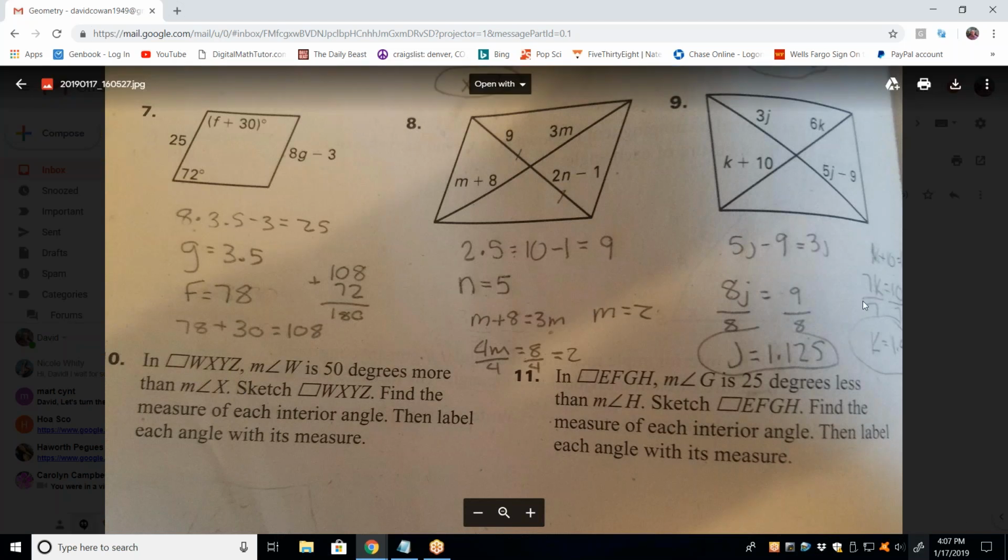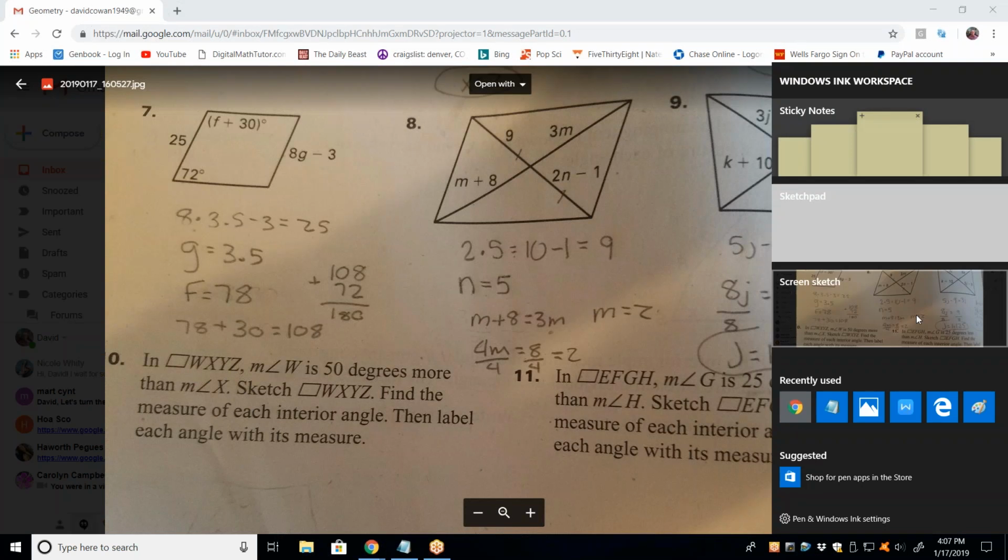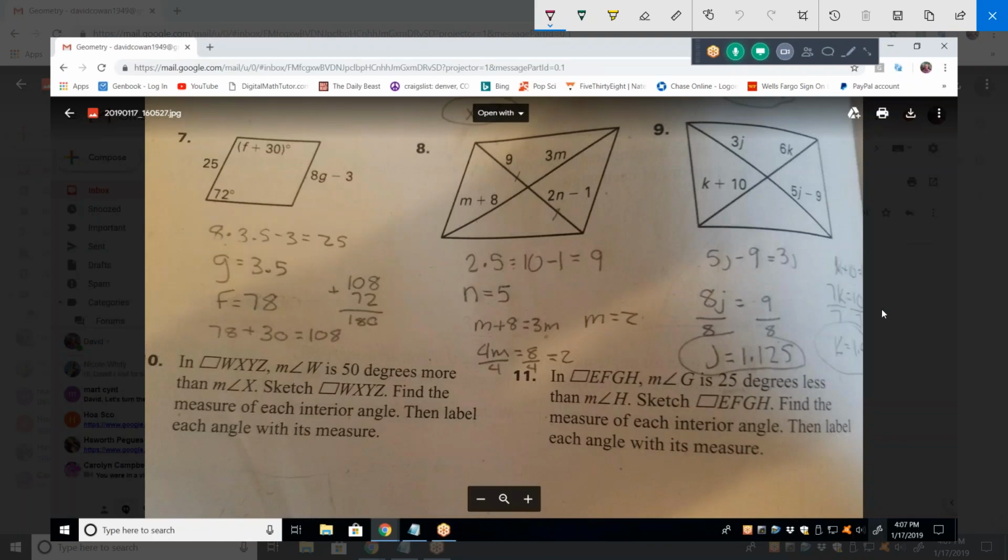Here, let me write on here. So I'm just going to draw a parallelogram up here. And it's W, X, Y, Z. And if angle W is 50 degrees more than angle X, then, okay. Find the measure of each interior angle.